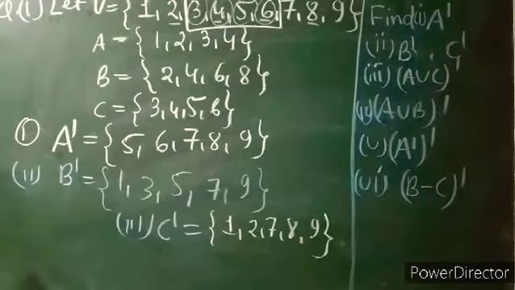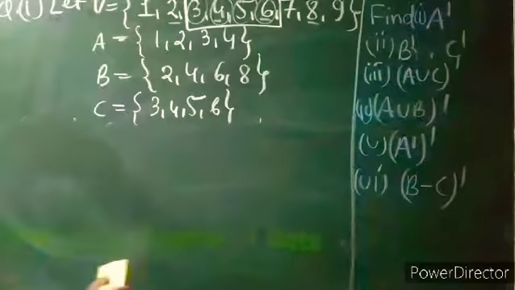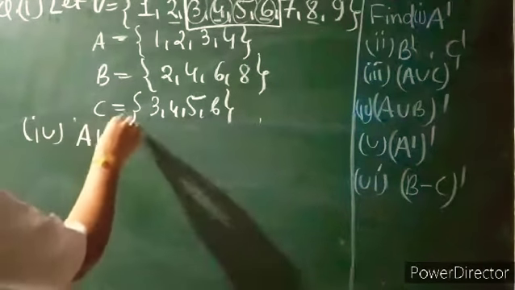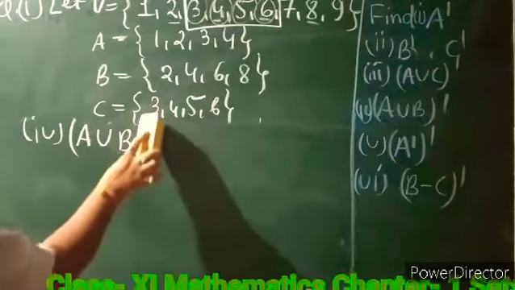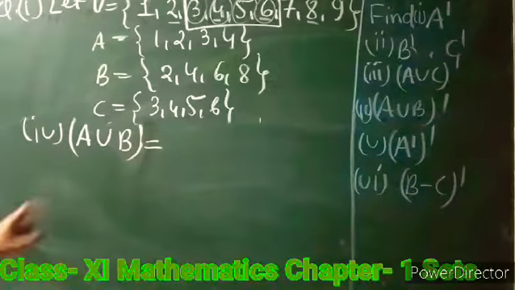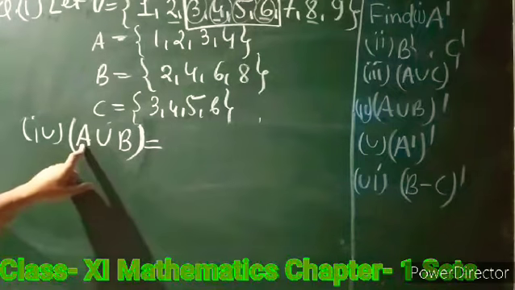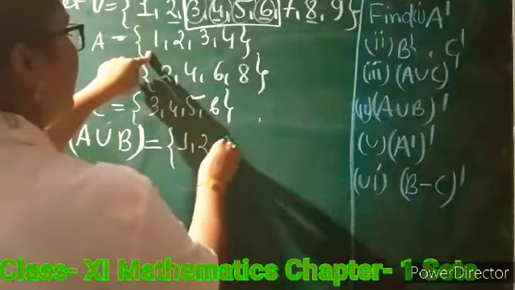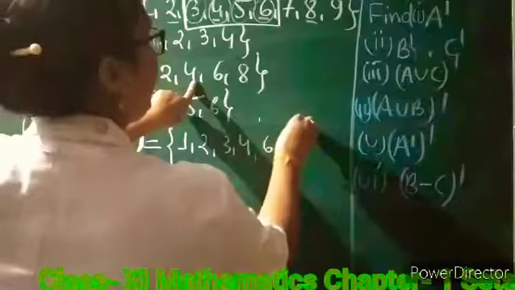Now our next question. Please note down, students, pause and note down all answers. And now the fourth is A union B, complement of A union B. For this, first we find A union B. You see, simply A union B means elements of set A or set B. So we take here 1, 2, 3, 4; 2 and 4 are already written. So we write here 6 and 8.